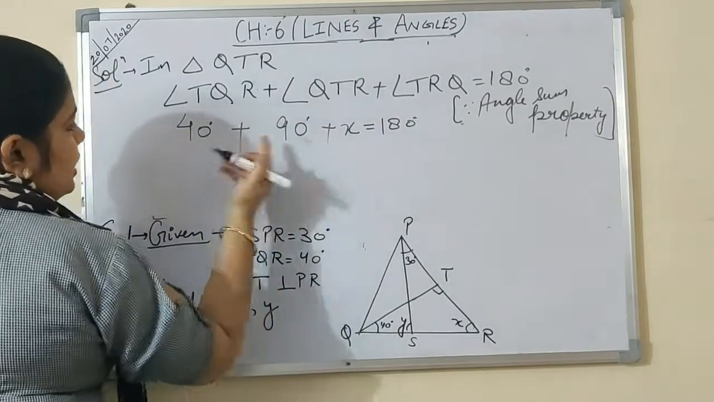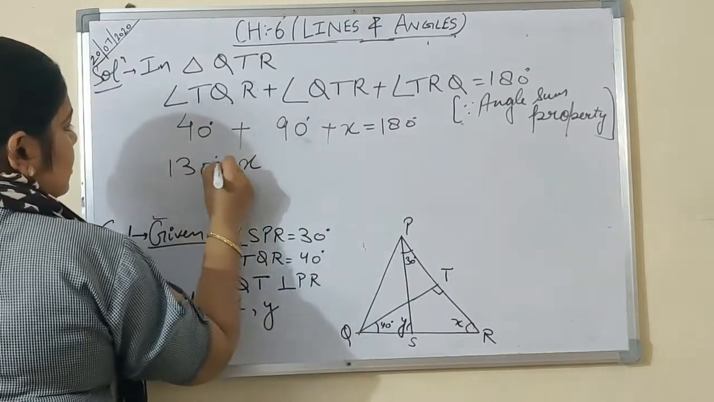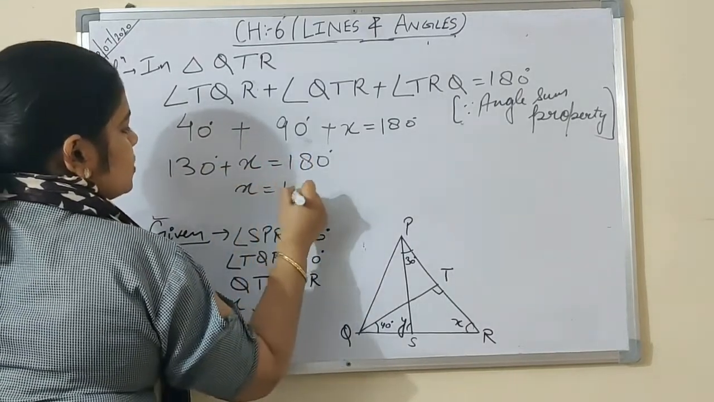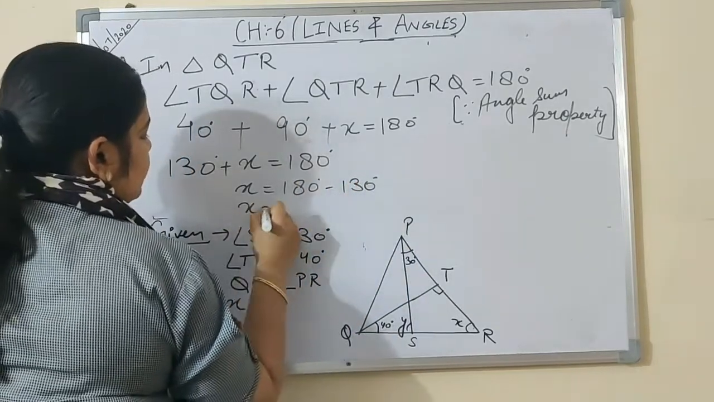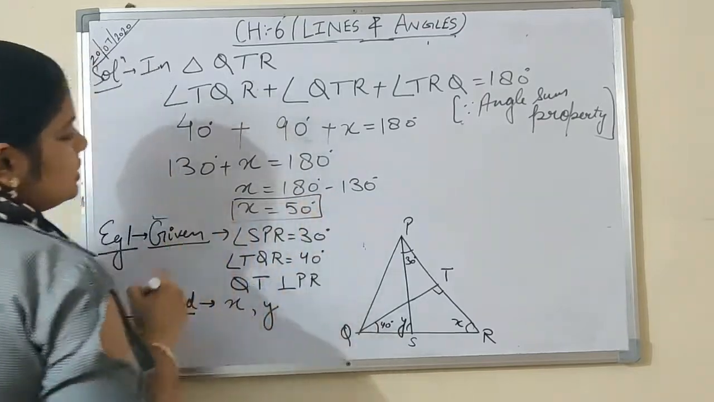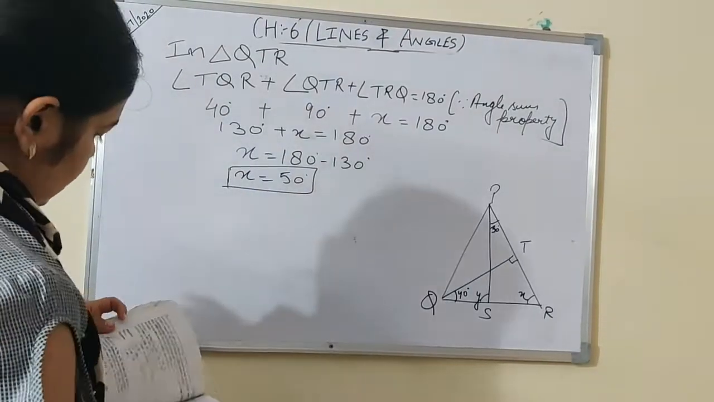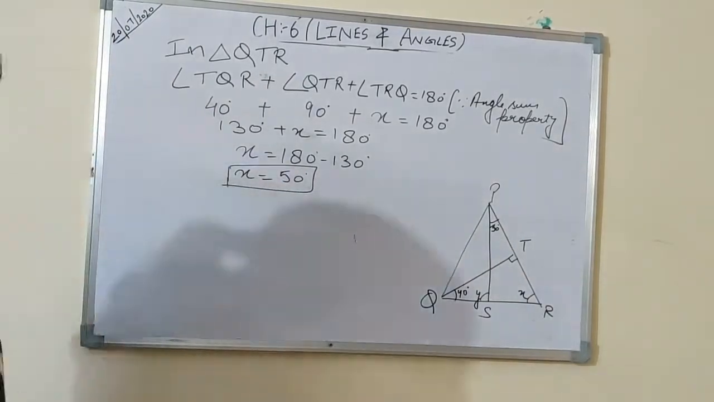By this equation, we can find the value of X, and that will be X is equal to 180 degrees minus 130 degrees. That will be X is equal to 50 degrees. So this is the value of X. Now we will find the value of Y.